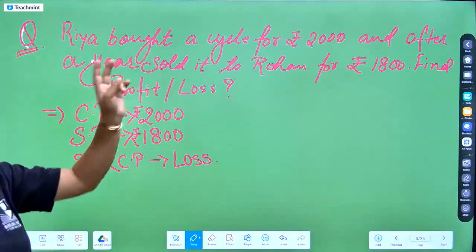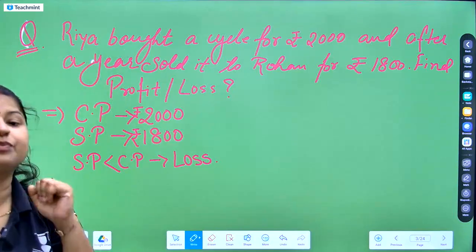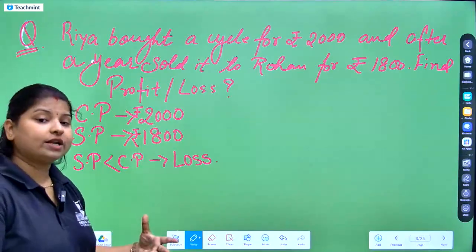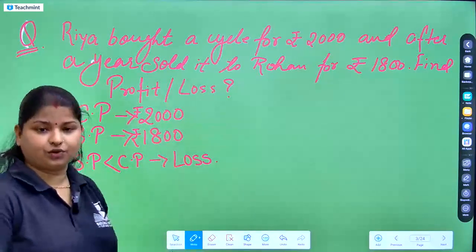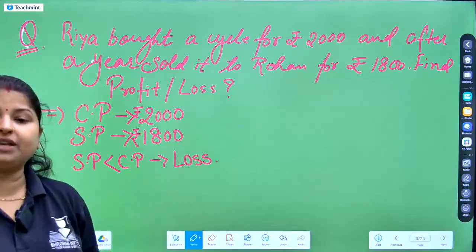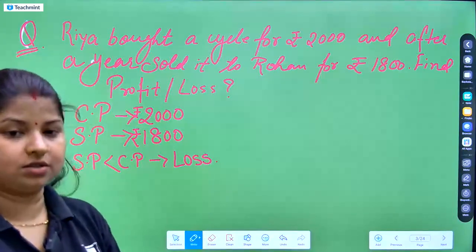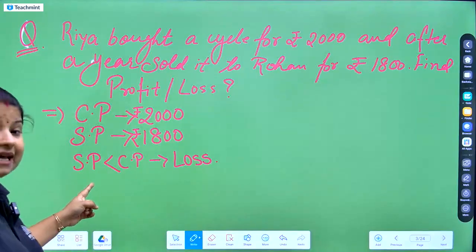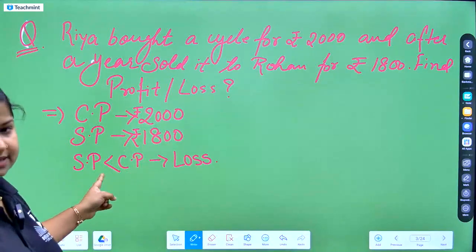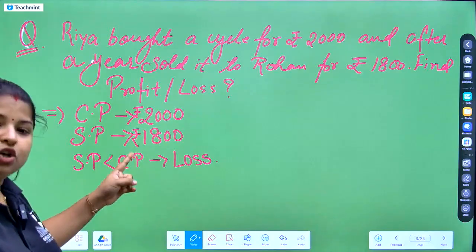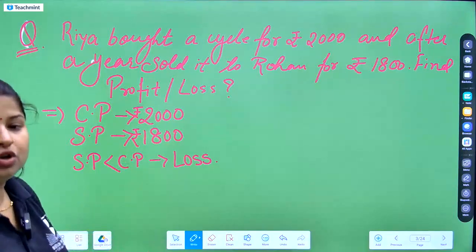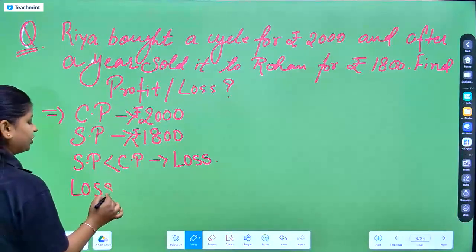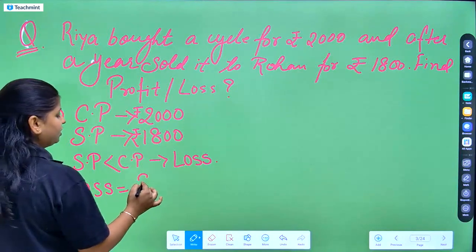Ria bought a cycle for 2000 rupees and after a year, she sold it for 1800 rupees. You have to find out profit or loss. So if selling price is less than the cost price, for sure you will have loss. Loss ka formula you must have noted down. What's the formula for loss?